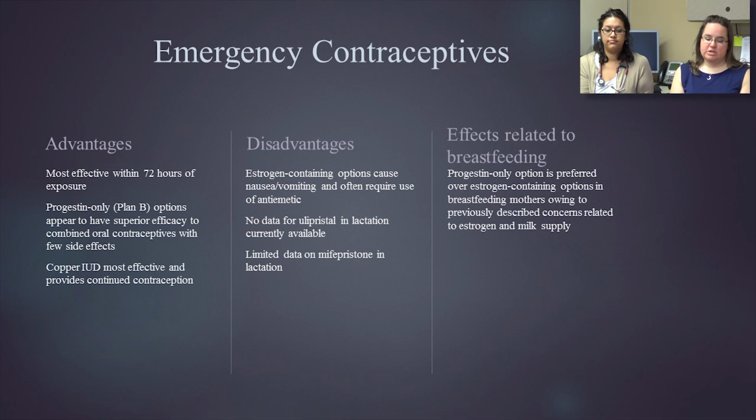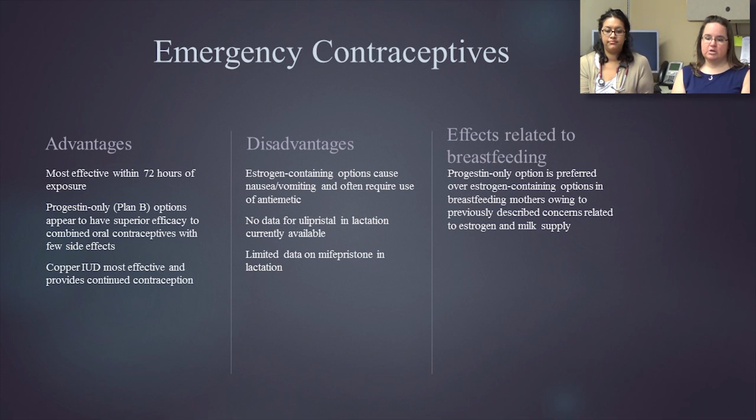Plan B is a progestin-only option, and it seems to be superior to the other options in terms of side effects. The copper IUD is also effective, and the benefit of the copper IUD, if we insert it, is that it's going to provide ongoing protection for mom. So if she is at that point where she has either had a period, lactational amenorrhea is not working, she has a concern, inserting the copper IUD will continue to protect her. Copper IUDs can be left in for 10 years.